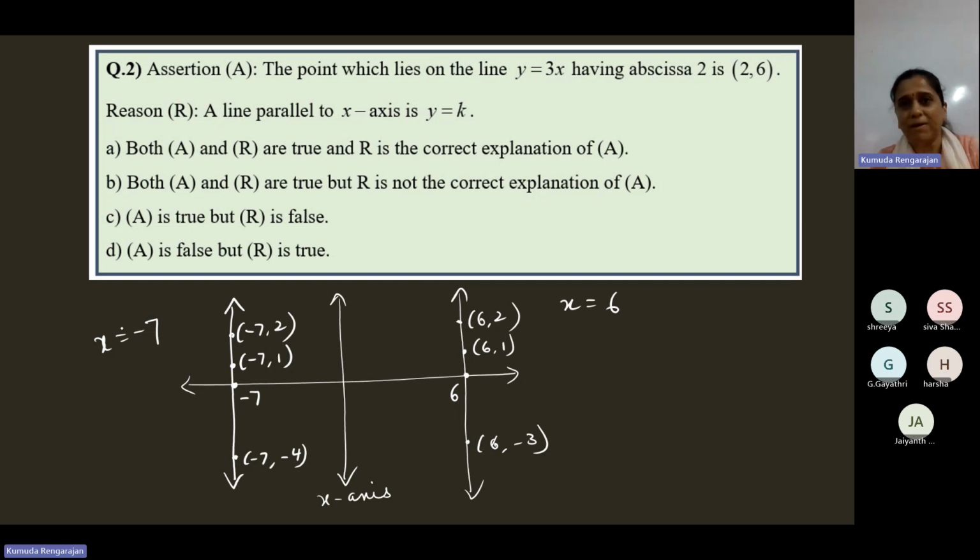X is equal to means parallel to the y-axis. Y is equal to means parallel to the x-axis. So x is equal to minus 7 is a line parallel to the y-axis at a distance of 7 units to the left of it. So in general, we say x is equal to A, y is equal to B. X is equal to A is parallel to the y-axis. Y is equal to B is parallel to the x-axis. We'll just finish this and wind up the class for today.